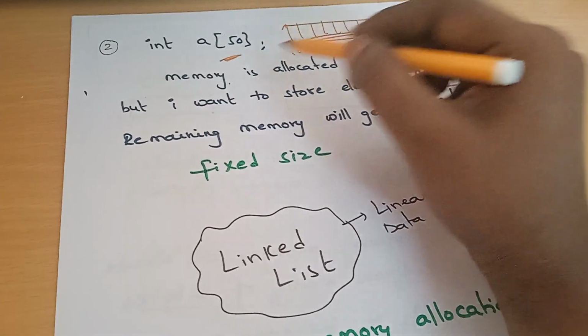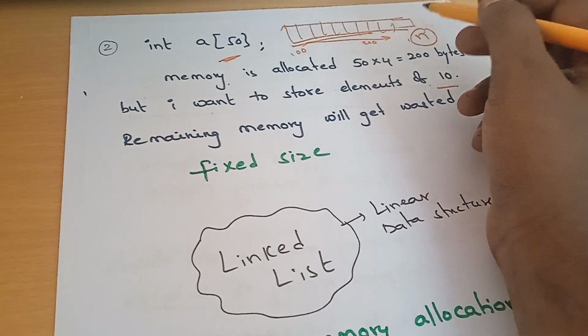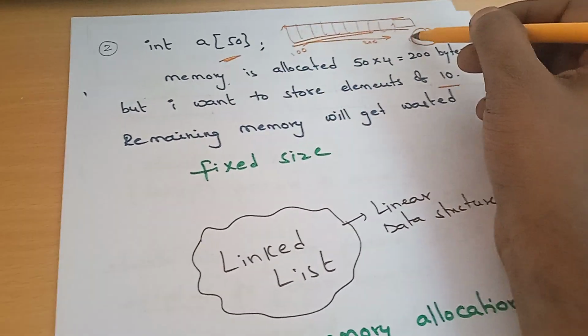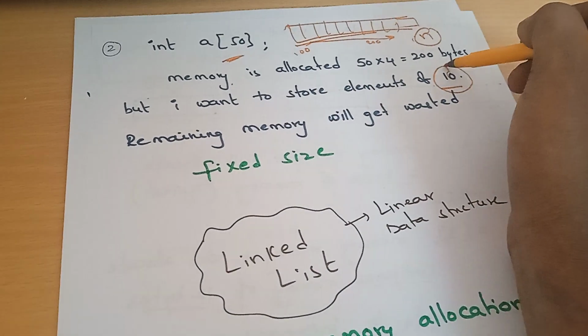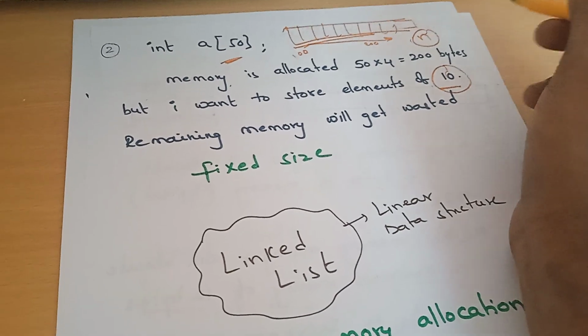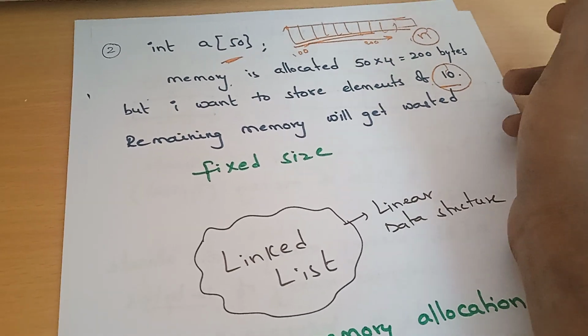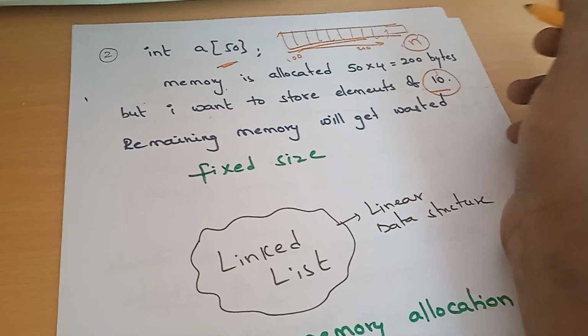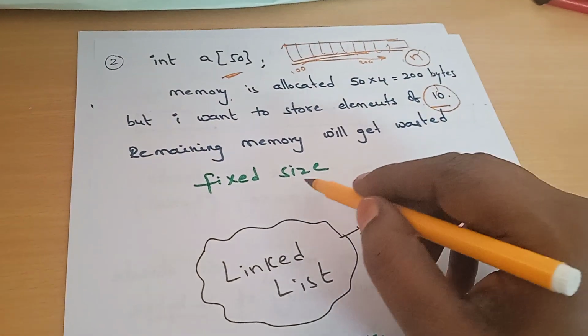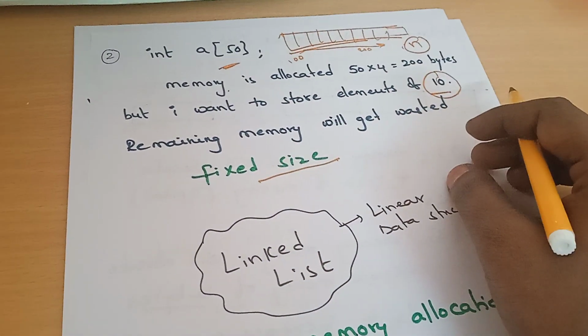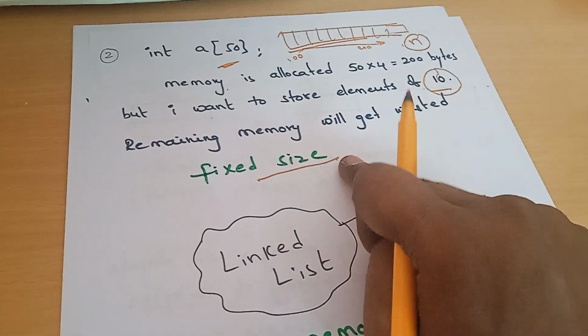That means only 10 numbers, that is 10 into 4, 40. Out of 200 bytes, I'm going to utilize only 40 bytes of memory. So the remaining 160 bytes of memory will be wasted. So this is the problem with a fixed size of elements, and this is the second problem of arrays.